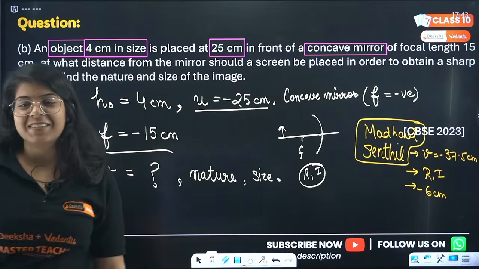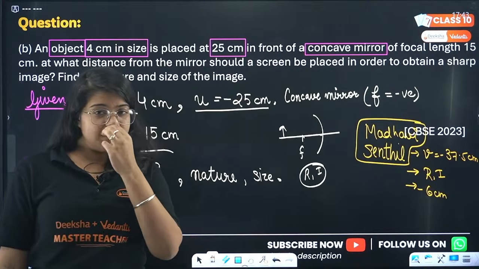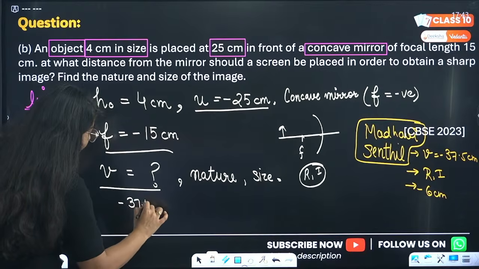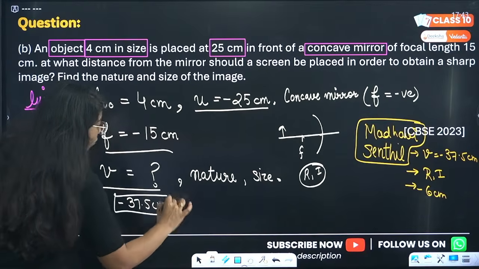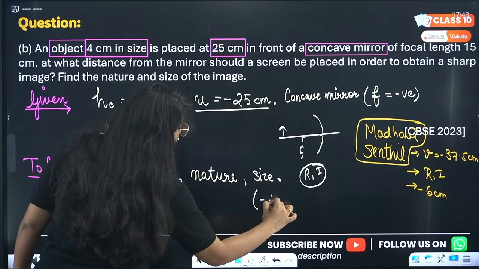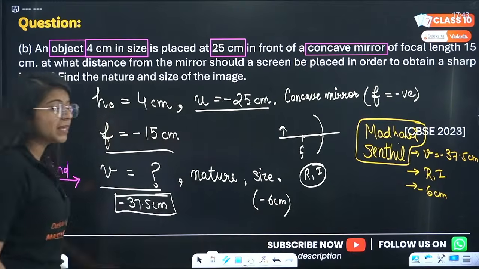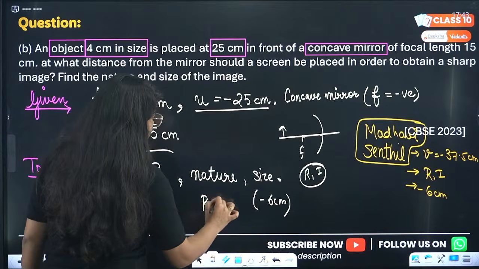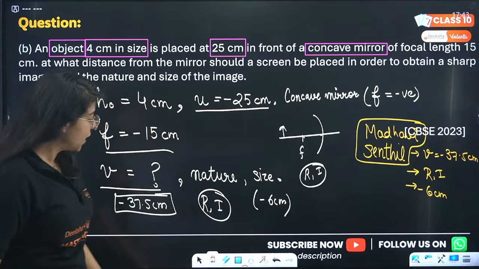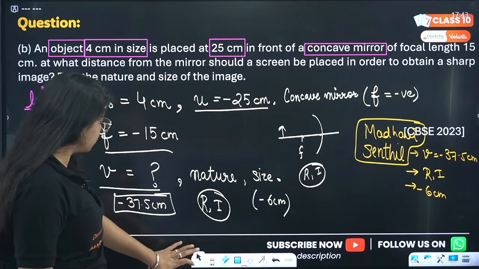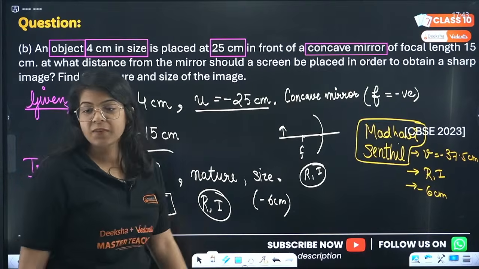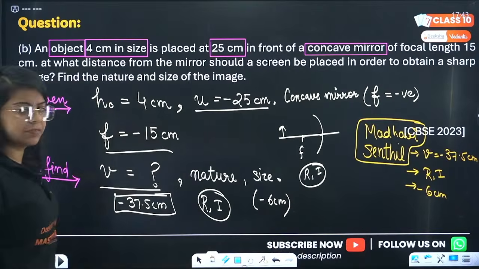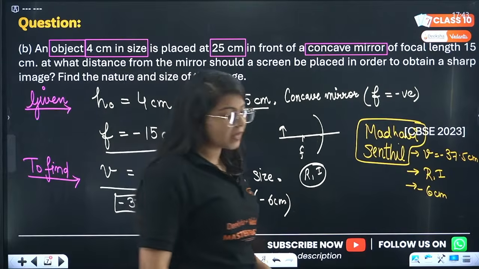Madhvi, great. Done. So we have found V as minus 37.5 centimeter. We found the height of the image, that is minus 6 centimeter. Minus 6 simply means it is below the principal axis, and the nature, beta, is real and inverted. Done. These are all our answers. Ma'am, U is negative? Yes, beta, U is negative. Done. Understood, everyone?